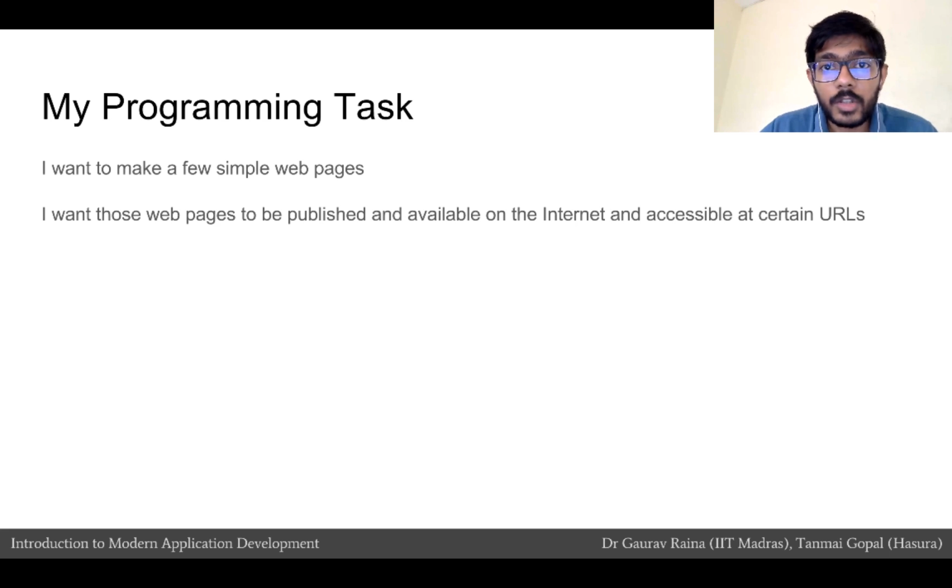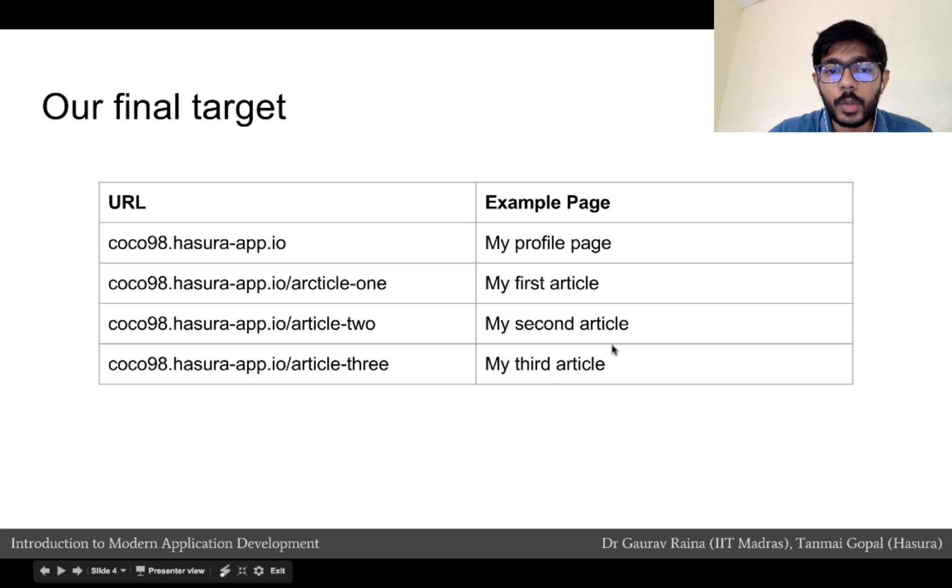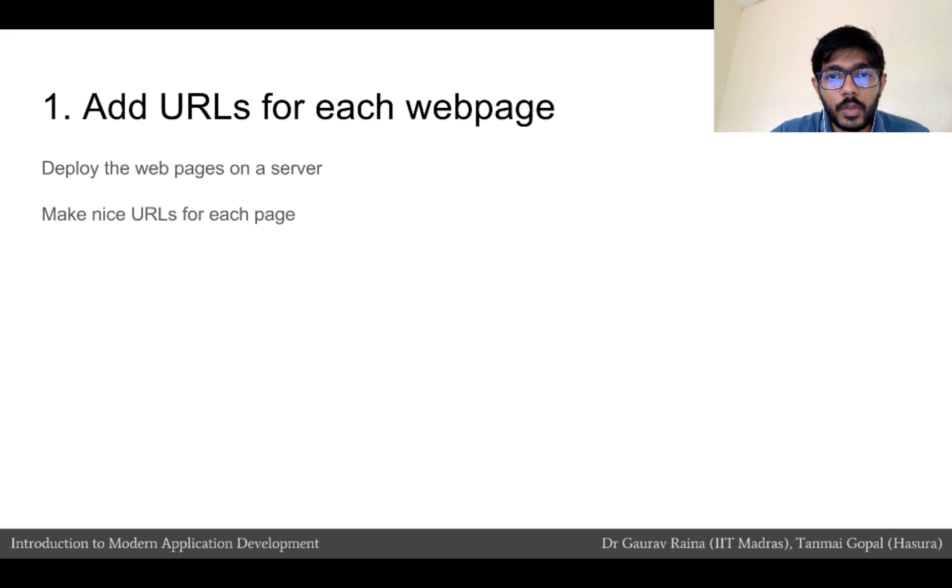This entire module is structured around a very simple task. The task is that we want to make a few simple web pages, and we want to publish those pages on our web app by making it accessible on certain URLs. So if we look at my web app, which is coco98.hasura-app.io, the final target is to have 3 more URLs available, /article1, /article2, and /article3. This is how we will proceed. We will add URLs for each web page, and we'll first test if our URLs are working and we're able to serve some responses on them.